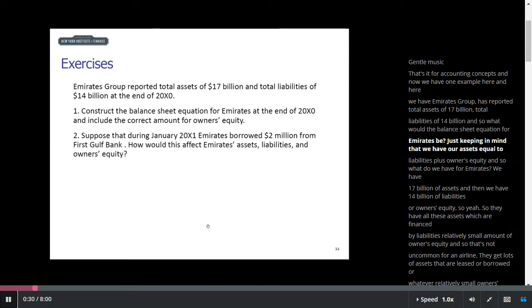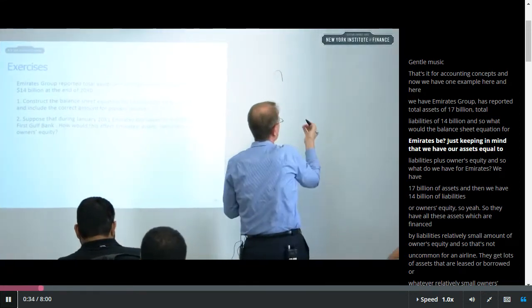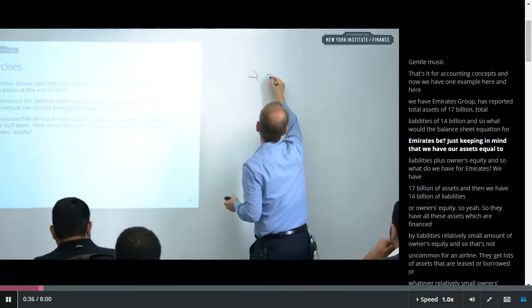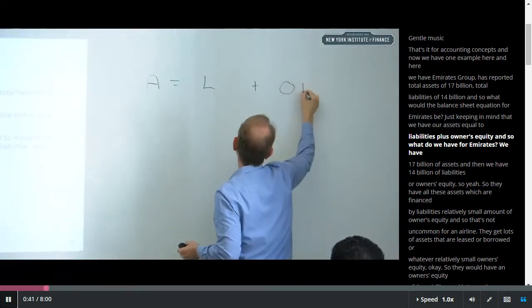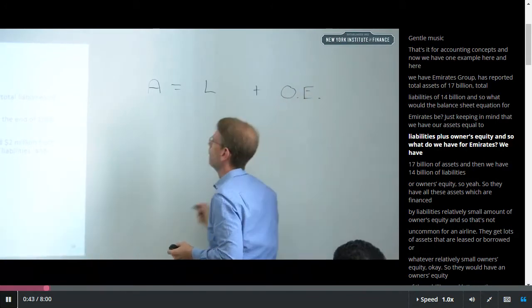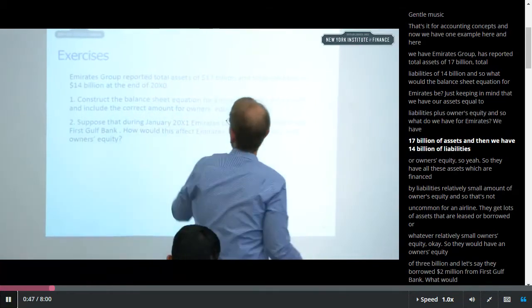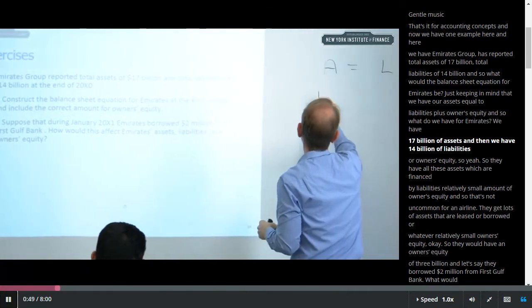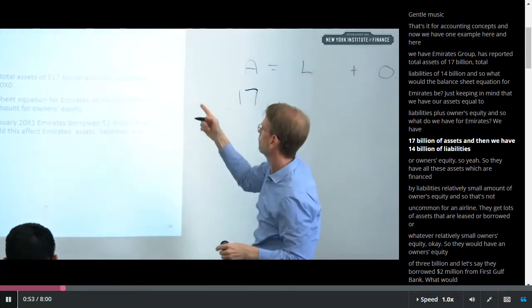Just keeping in mind that we have our assets equal to liabilities plus owner's equity. And so what do we have for Emirates? We have 17 billion of assets, and we have 14 billion of liabilities.